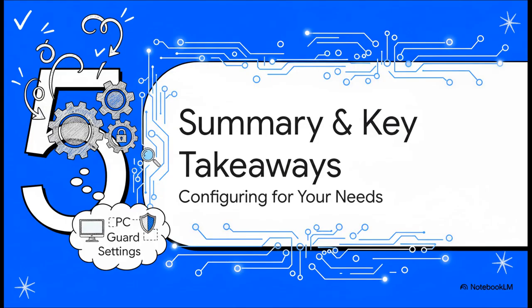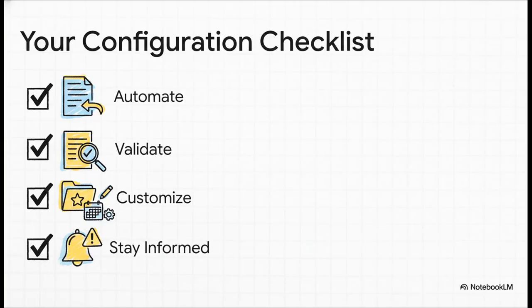Whew, okay. We've gone through a ton of settings. Let's boil all of that down to the key takeaways that you can put into practice right now. Here's your 4-point checklist. First, automate those repetitive tasks. Second, always validate your output to catch errors early. Third, customize the little things to make the software fit your workflow. And finally, stay informed by keeping those critical warnings enabled. If you do these 4 things, I promise your protection process will be smoother and way more reliable.